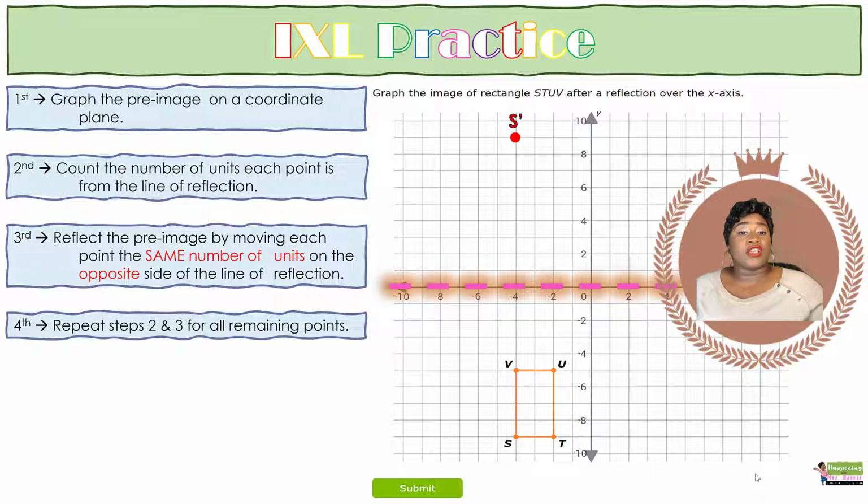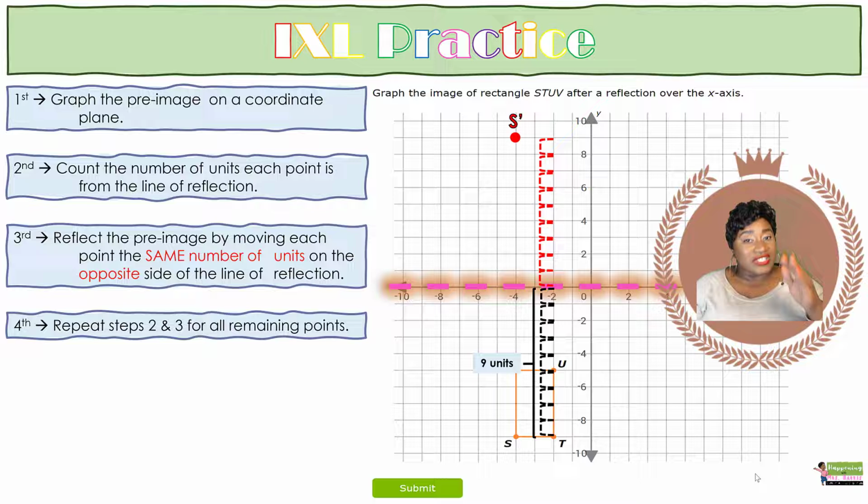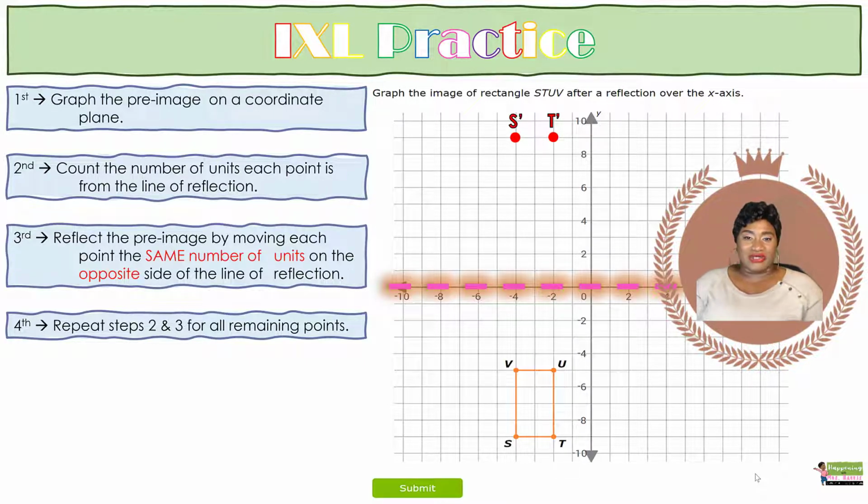All right, then we will continue step 4, which is to repeat steps 2 and 3 for all remaining points. So according to the alphabetical list, point T will come next. So we will count to see how many units point T is away from the x-axis, which is our line of reflection. And then we will go the same number of units on the opposite side of the line of reflection. So T prime will be 9 units above the x-axis, just as you can see.